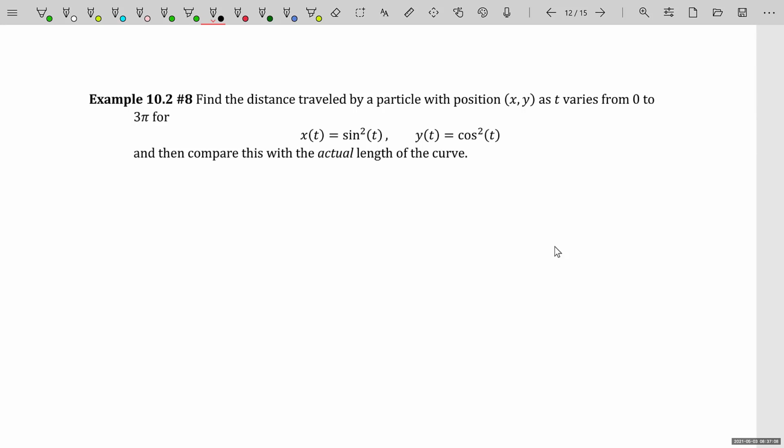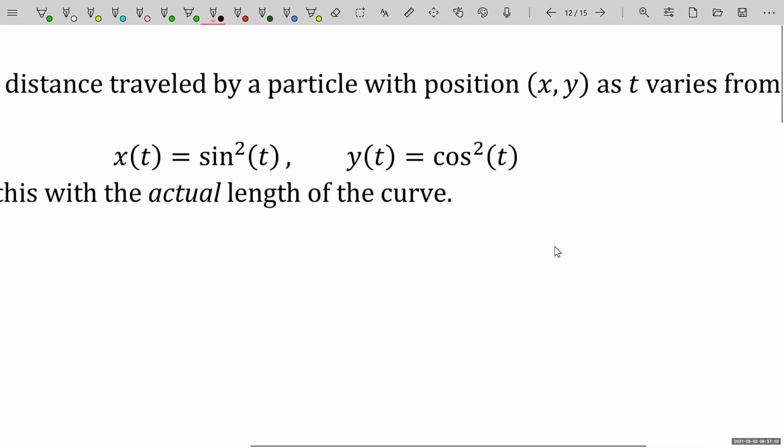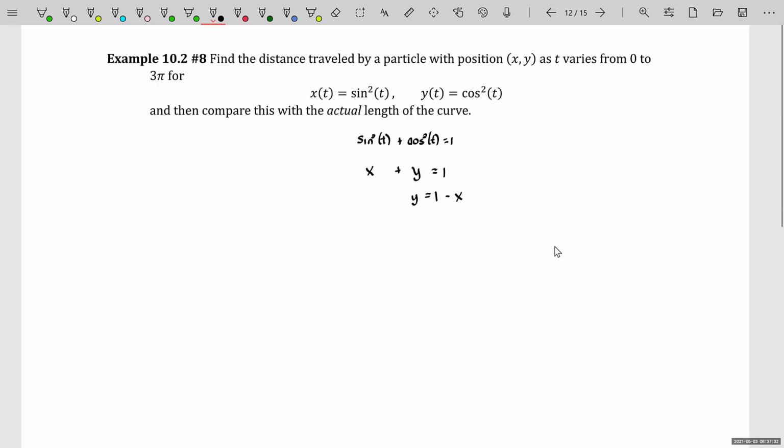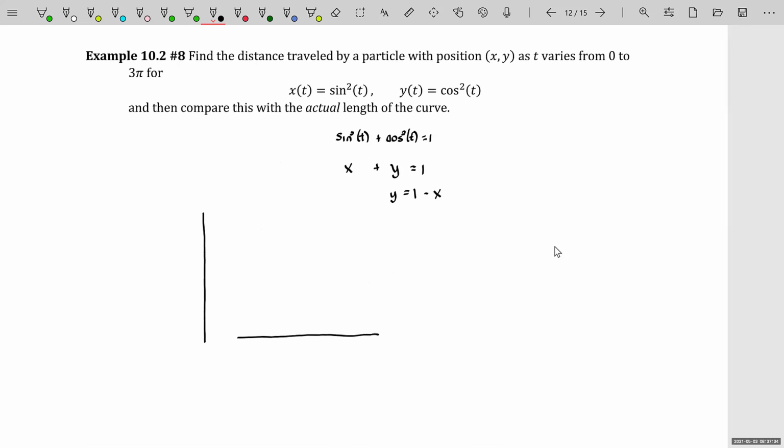Sorry, I'm just drinking my chai. Specifically, since sine squared of anything plus cosine squared of that same anything is equal to 1, this tells us that x plus y must equal 1. That is, this is a line. So if you wanted to graph this, it looks like, I shouldn't use red. That's what it looks like.